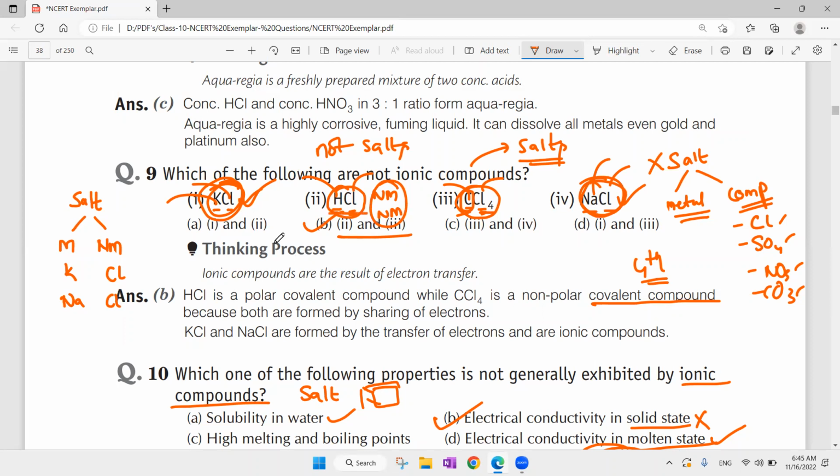Now if you can observe the second option, HCl. H is non-metal. Cl is also non-metal. It is not in this form. So this is not an ionic compound. CCl4. C is carbon, non-metal. Cl is chlorine, non-metal. This is also not in the form of a salt. So what we are identifying, HCl and CCl4 are not ionic compounds. This is the answer. Is that clear?